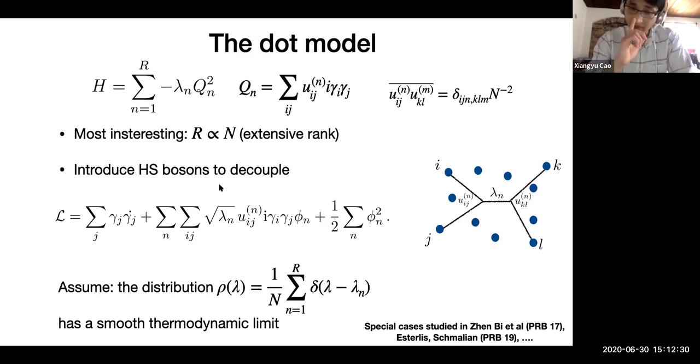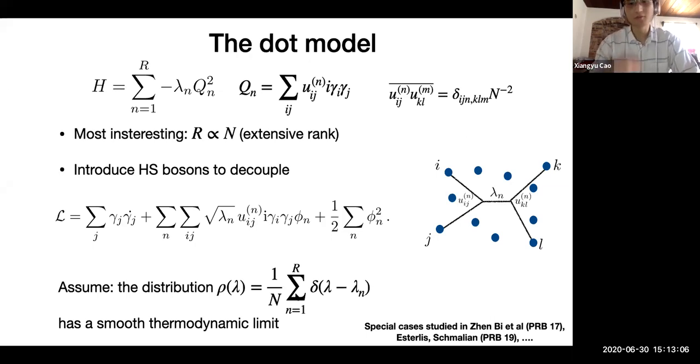And I guess the standard way to deal with this kind of model is to decouple using Hubbard-Stratonovich bosons, and then you can basically view the interaction as being between a pair of fermions and one boson mode, labeled by the coupling strength lambda_n. Now we also assume that these coupling strengths lambda_n form a distribution which has a smooth limit when N goes to infinity.